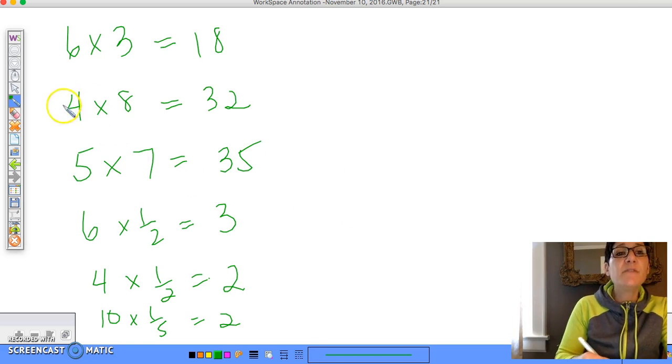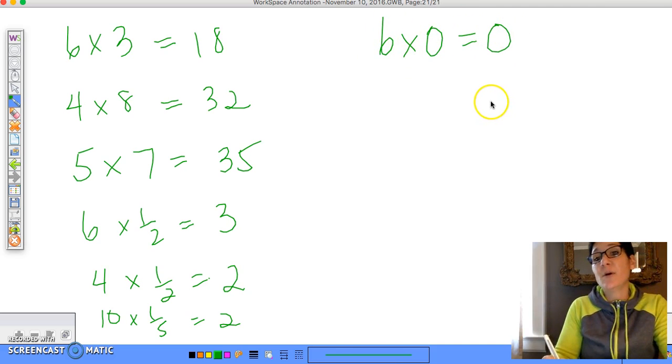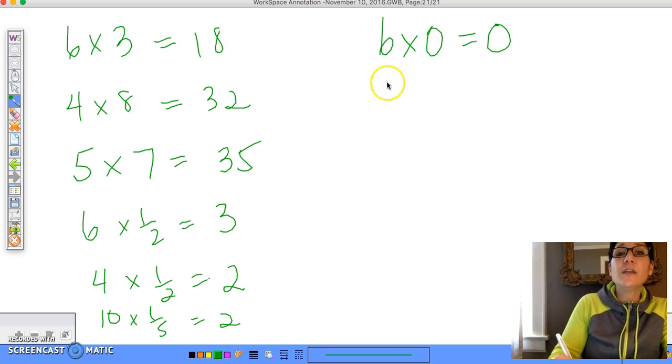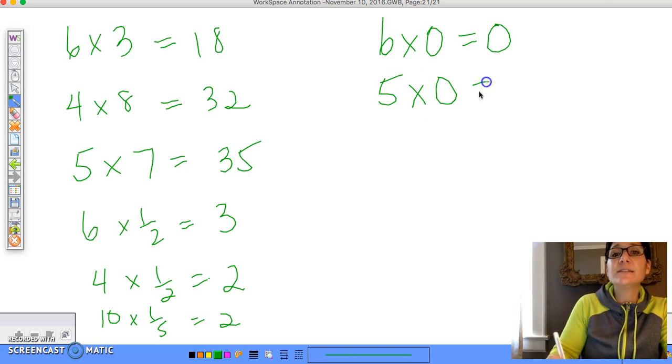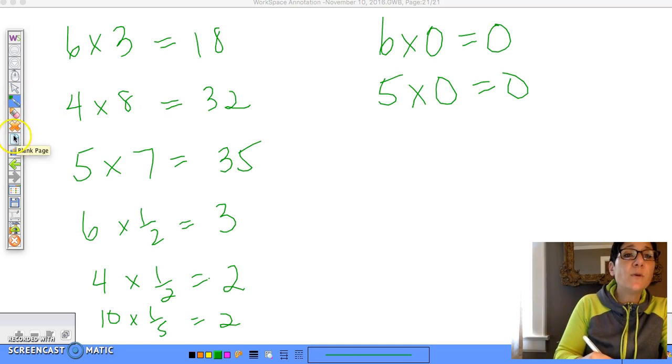So now, the rule in our number system is that if I take a number, like 6 times 0, it's going to give me 0. Over here, if I do 5 times 0, it's going to give me 0. So any number times 0 is equal to 0. Okay, now let me go back to a new page.